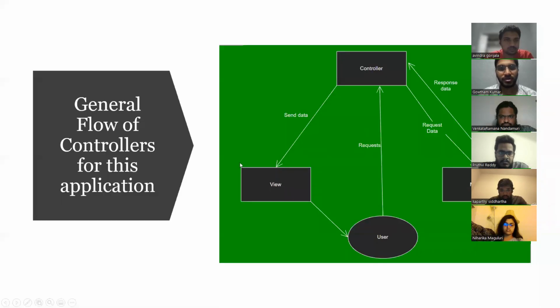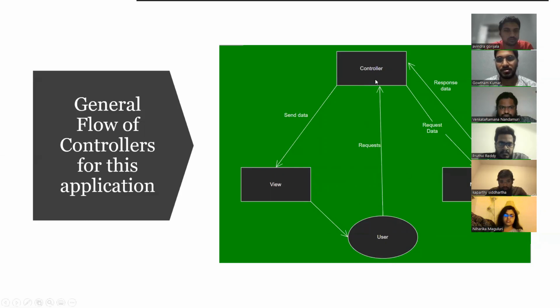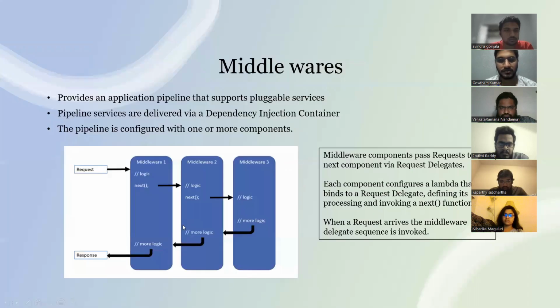This is the general flow of any controller. Usually in the MVC architecture or in .NET framework also, we have a user, that is a client, who will call the controller, and the controller will contact the database by using the model and get the data by calling the request. Then we will get the response from the model, and that will be sent to our view or the client side. Then that will be displayed for us. This is the general architecture.